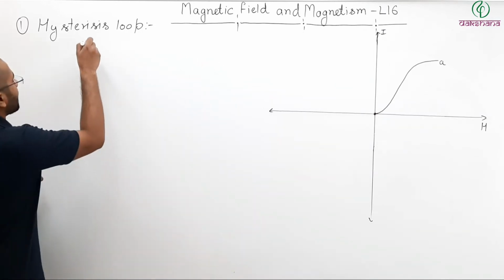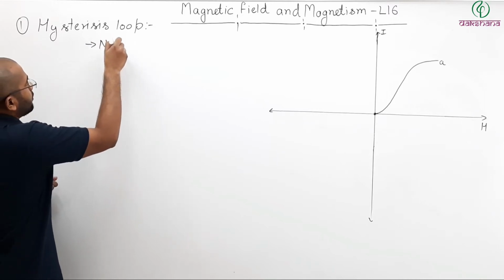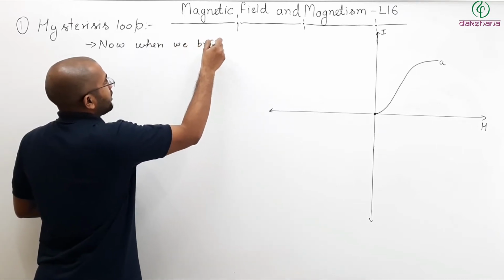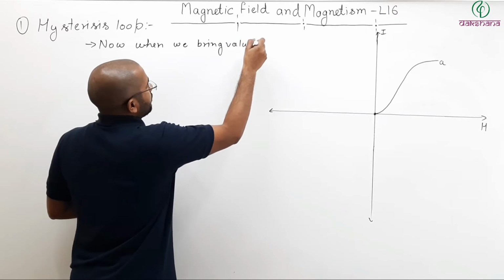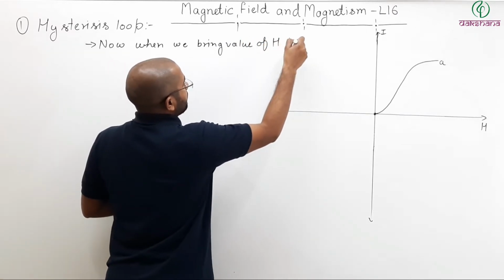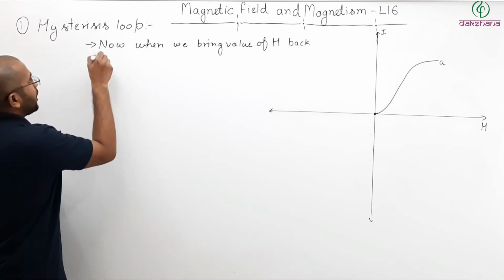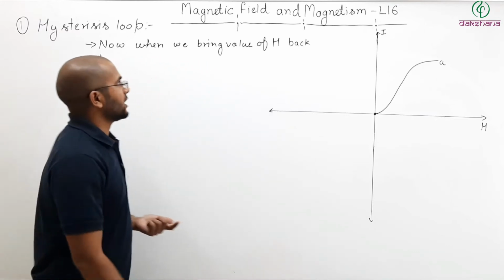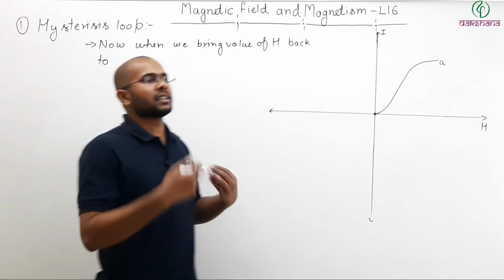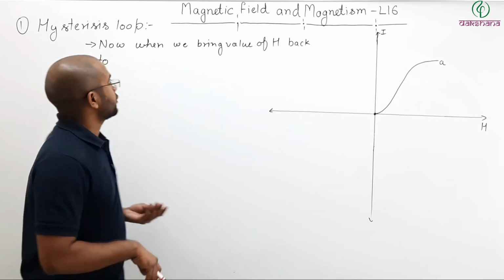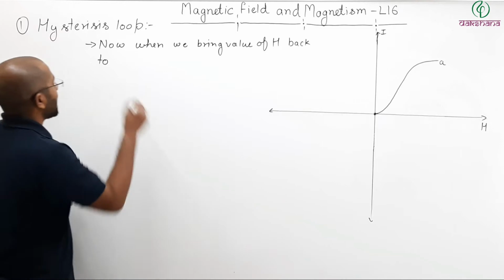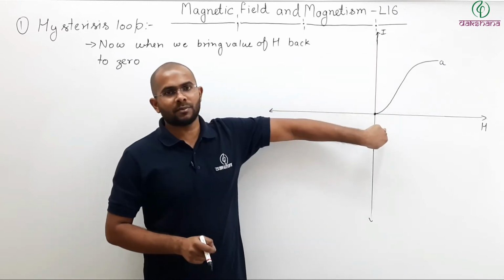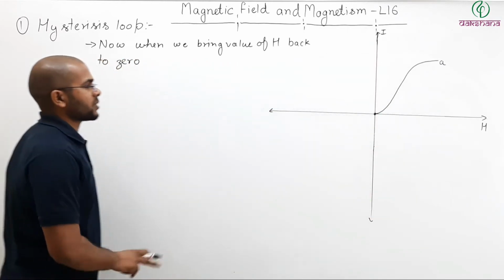So you can write that now when we bring the value of H back to zero. How can you bring the value of H to zero? What is H? H is the magnetic intensity. Then what is magnetic intensity? Nothing but N times I. So by decreasing the value of current, you can decrease the value of H. So now when we bring the value of H back to zero, you would expect that magnetization would also become zero, but no, magnetization does not come back to zero.